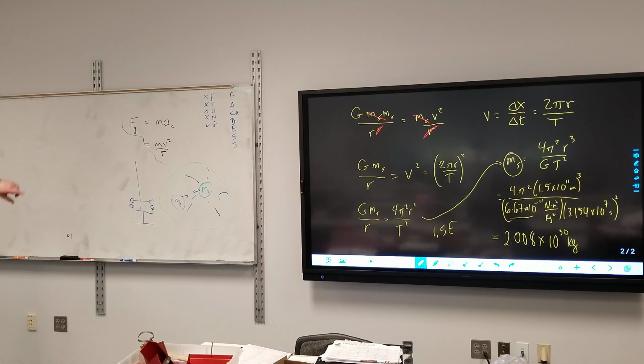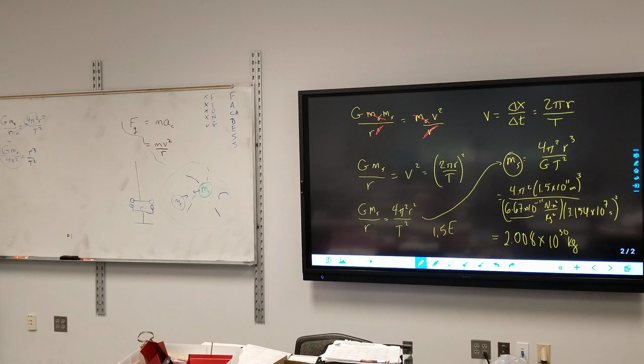All right, I'm gonna take what we have down there in the corner. G mass of the sun over R equals four pi squared R squared over T squared. Because I know where I'm heading, I'm gonna take this R up there and bring the 4 pi squared down here. So I get G mass of the sun over 4 pi squared is equal to R cubed over T squared. So just a little bit of manipulation.